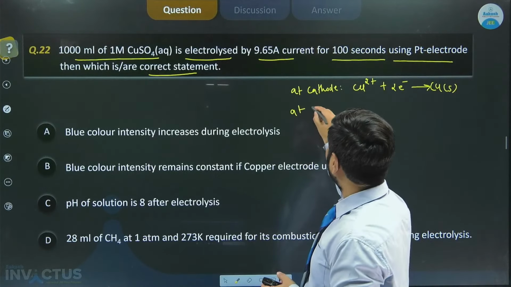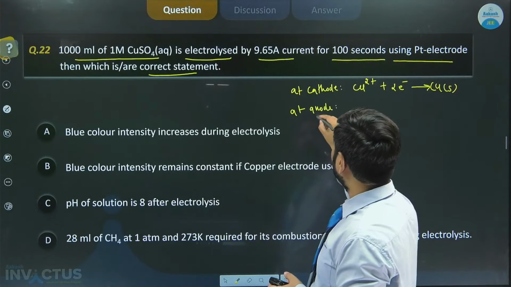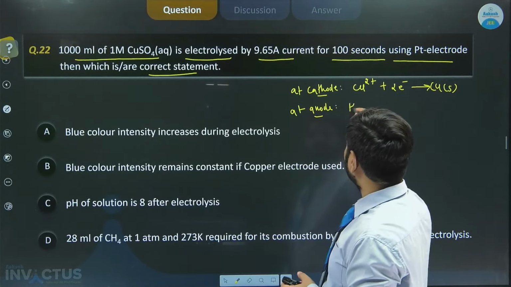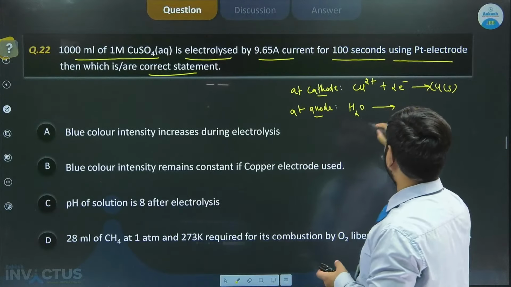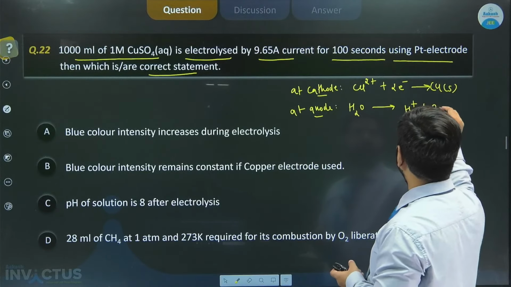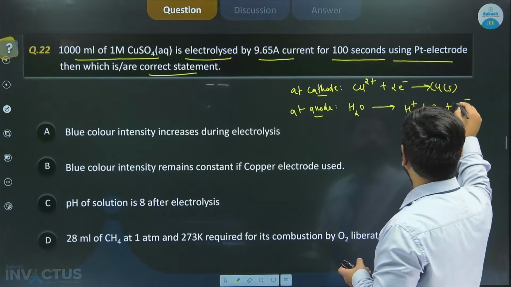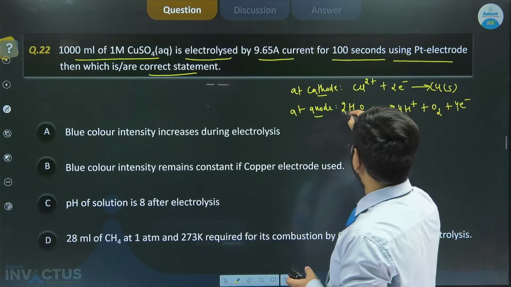At anode, the oxidation of water would take place, and when water oxidizes, it will produce O2 plus electrons. When we balance it, you will get this reaction.